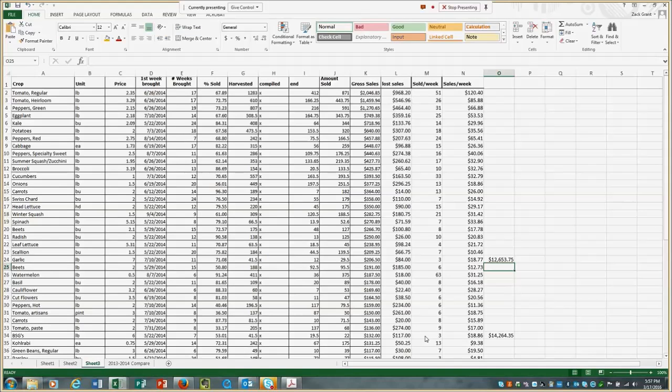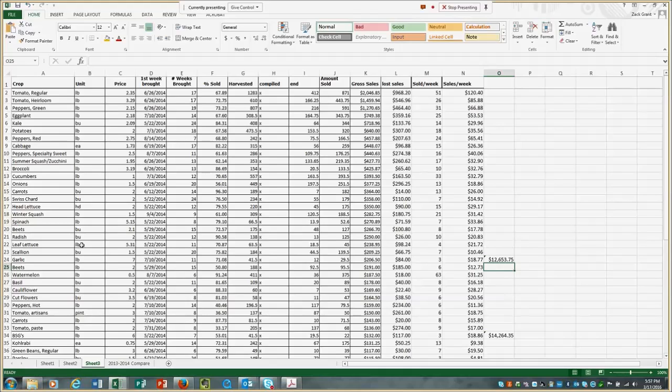So I've pulled up another spreadsheet here that you should be able to see. And this spreadsheet should have a crop column on the left, units, prices, first week brought, number of weeks brought, percent sold, harvested, how much we brought home, how much we sold, gross sales, lost sales, sold per week, sales per week. So if you keep track of that data every single week, you can spend a little bit of time making a spreadsheet. You could either do this weekly, you could do this on a running total weekly, or you could do it at the end of the year.